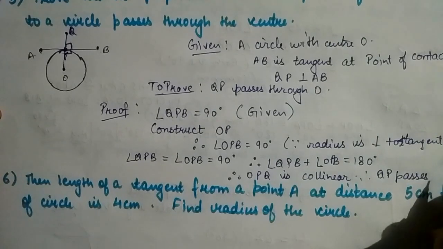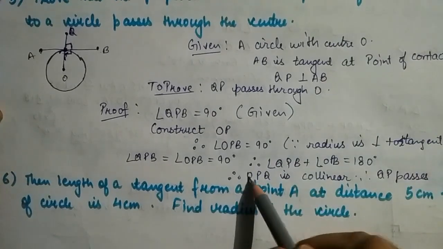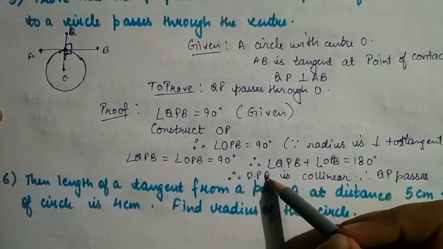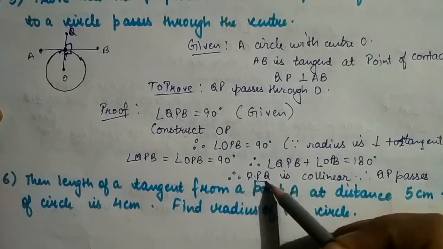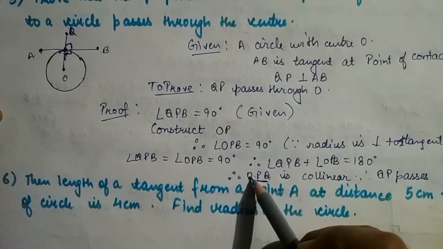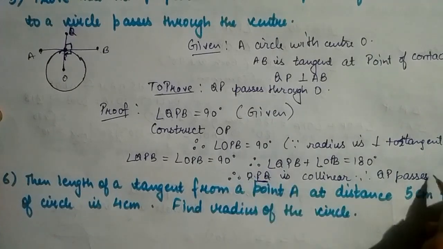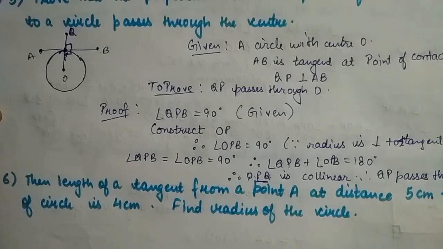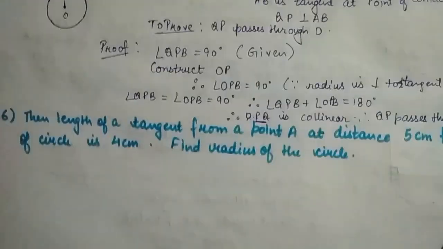What is the meaning of a line being collinear? It means the points O, P and Q lie on the same line. So if O, P and Q lie on the same line, it means the line PQ passes through O, that is the center. So hence we have proved that the line perpendicular at the point of contact passes through the center. This is our proof. Now see the next question.